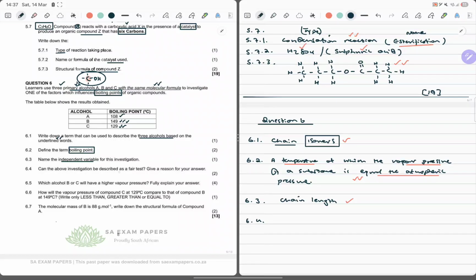6.4. Can the above investigation be described as a fair test? Give reasons for your answer. Well, yes, we can say so. The reason for this is that these are of the same molecular formula. This means they have the same molecular weight, so they have something in common. And nicely enough, they belong to the same homologous series. So that means their chemical properties are not expected to be different.